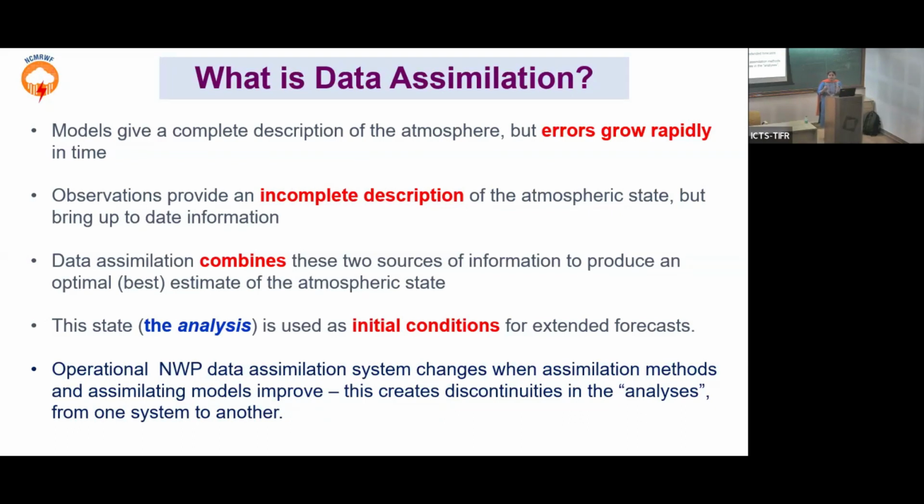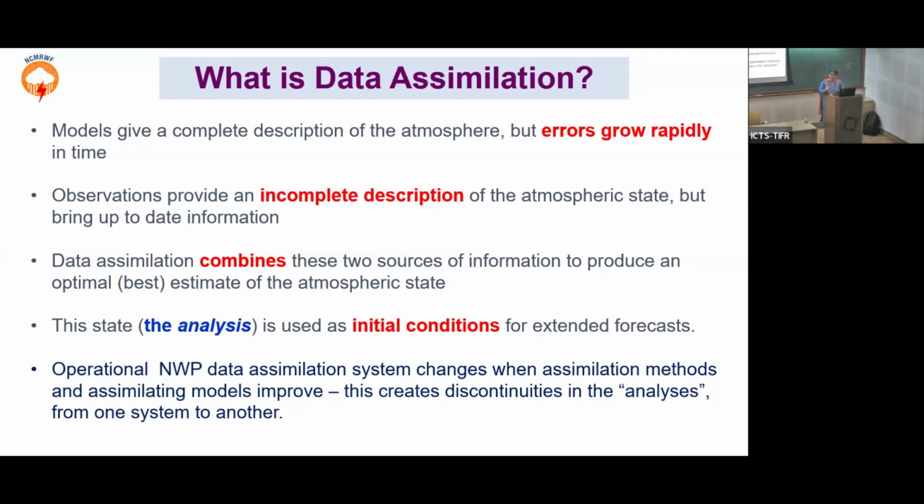If you consider NCMRWF, we implemented the unified model around 2009-2010. At that time it was 25 kilometer resolution for the model alone. We did not have any ensemble system. Then afterwards, in 2012-13, we introduced the ensemble system and changed the model resolution to 17 kilometer. Then again in 2016-17, we introduced the hybrid 4D-Var.